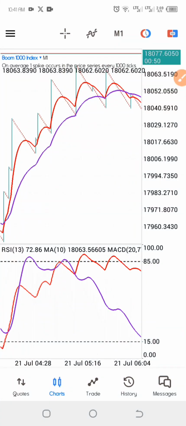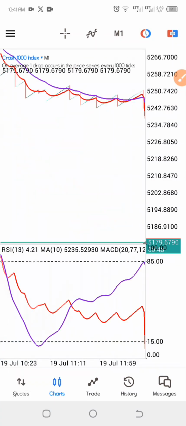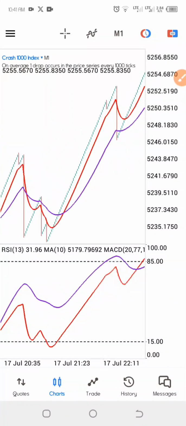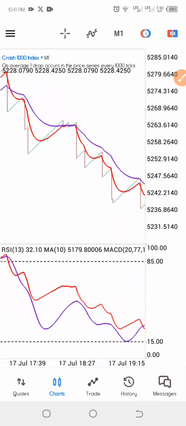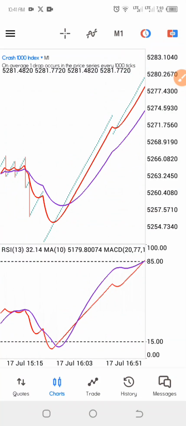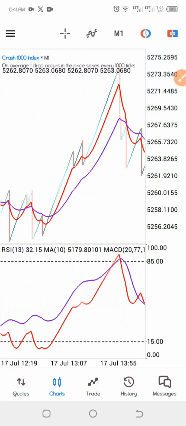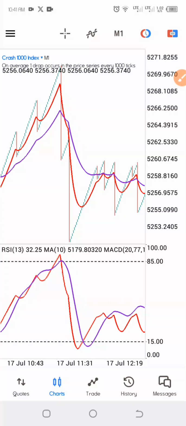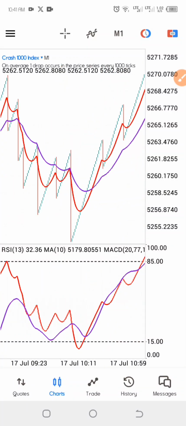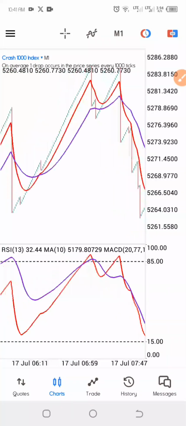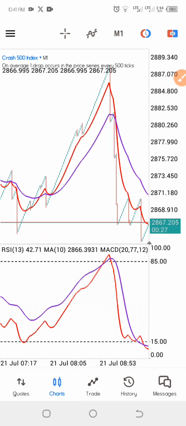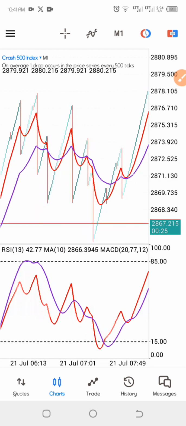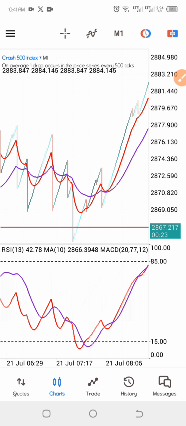Okay, so one more example, and that example is going to be on Crash. Now this is the Crash trade, which you can clearly see right here. Now let's look for a clean trade on Crash. If you can find a trade on Crash 1000, then let's find the trade on Crash 500. Now this is a trade here on Crash 500.